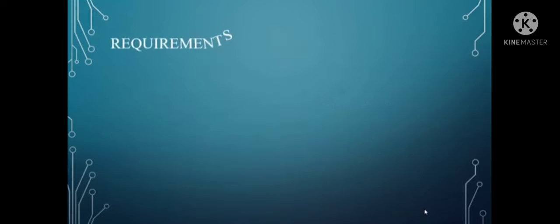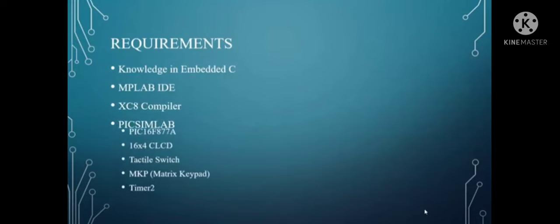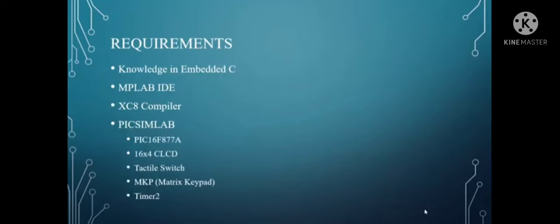Next, what are the requirements for this project? We need some knowledge of embedded C, or hands-on experience with embedded C, and we are going to use MPLAB IDE to code this project and the XC8 compiler to compile it. The PICSIM Lab board consists of many peripherals like a PIC16F877A, 16x4 CLCD, tactile switches, matrix keypad, and timer, and some other peripherals are also used.